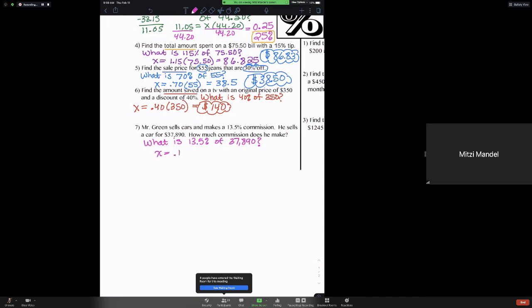So I'm going to change this to a decimal. Whenever I take off the percent sign, I divide by 100, which means I move the decimal 2 places to the left. So all I have to do is multiply these to get my answer. And I find out that Mr. Green makes a commission of $5,115.15.